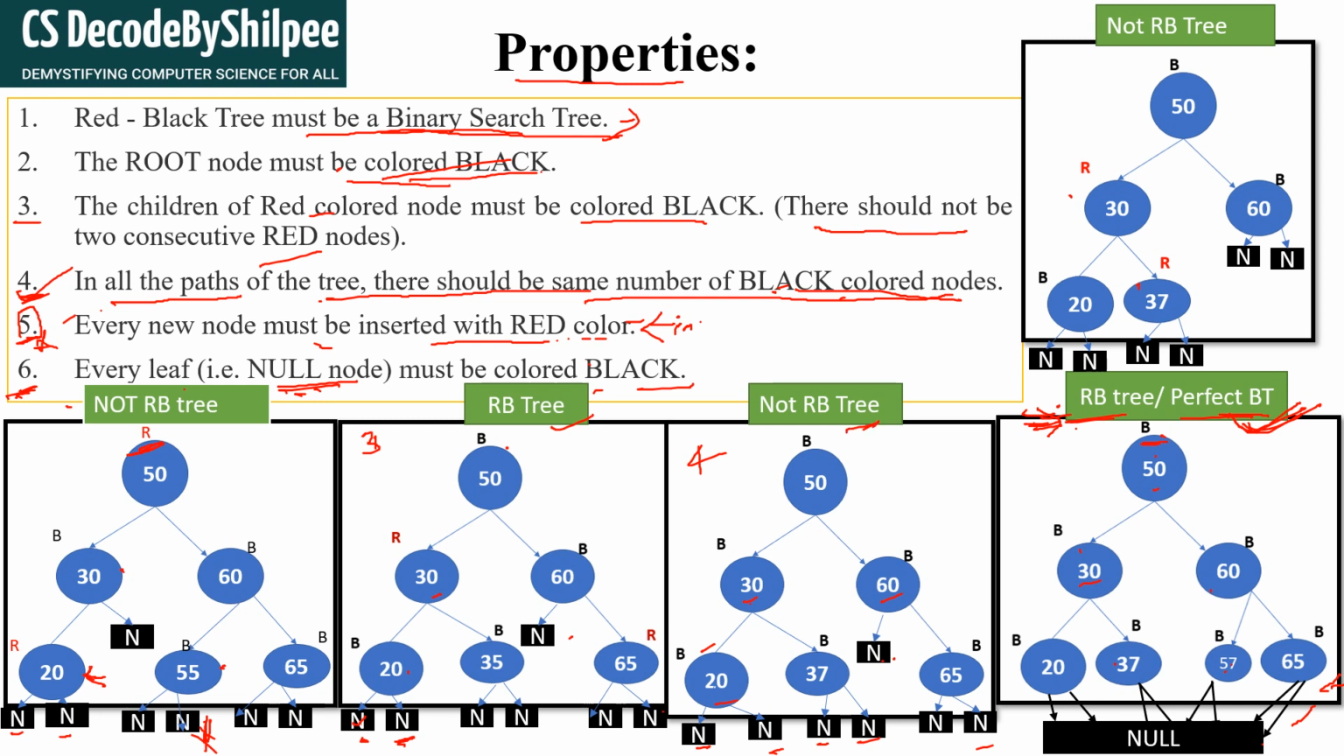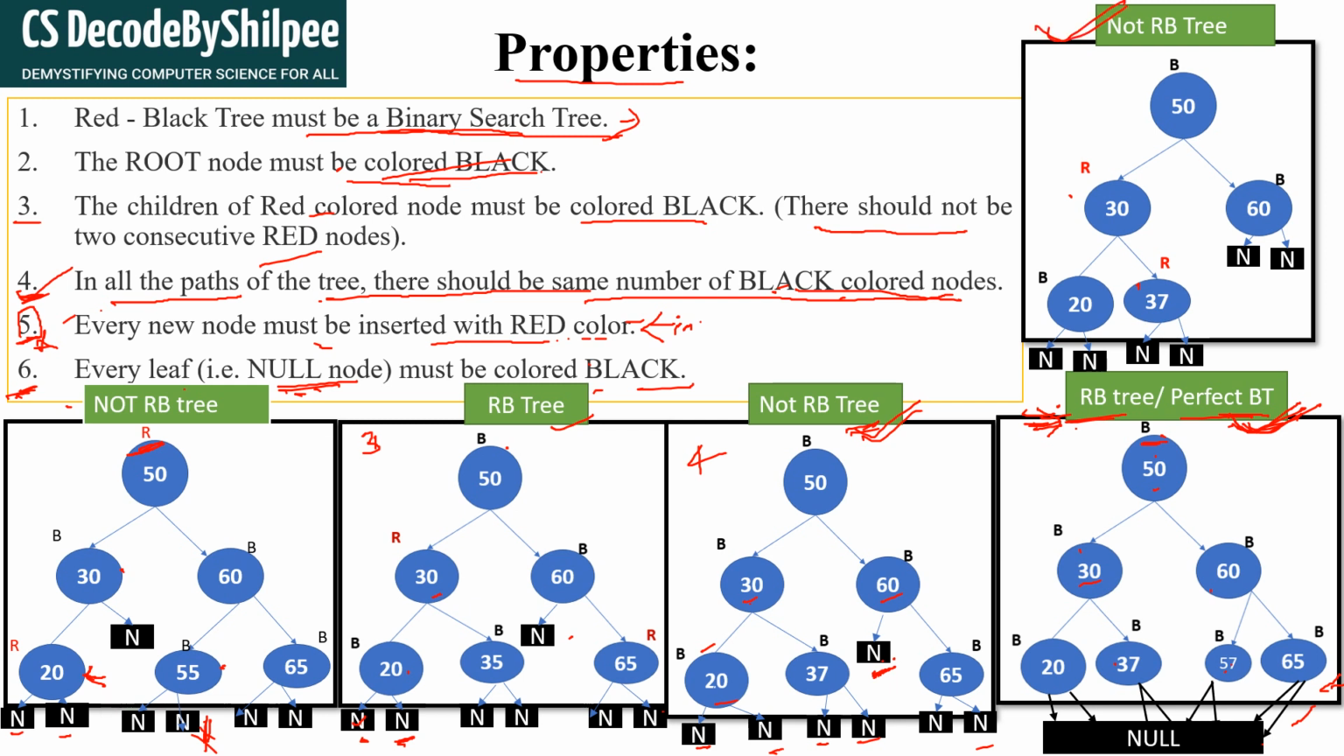Look at here, this is also all node colors black, but still this is not a valid red black tree. The reason is that this is not a perfect binary search tree. This is not a perfect binary search tree. Because of that reason it was not valid, but this is a valid binary search tree, right?